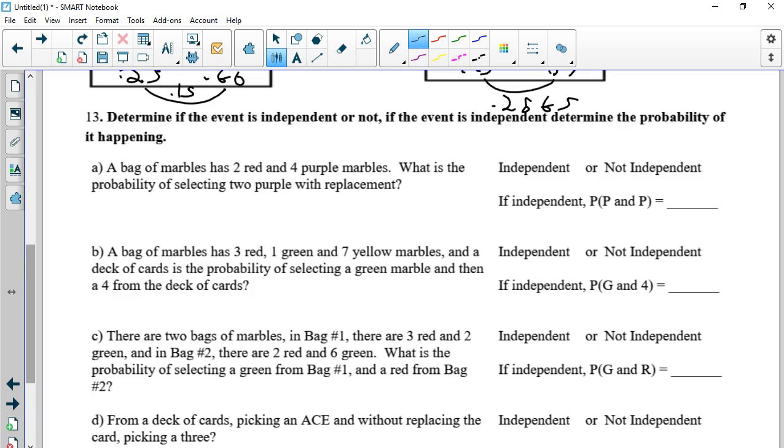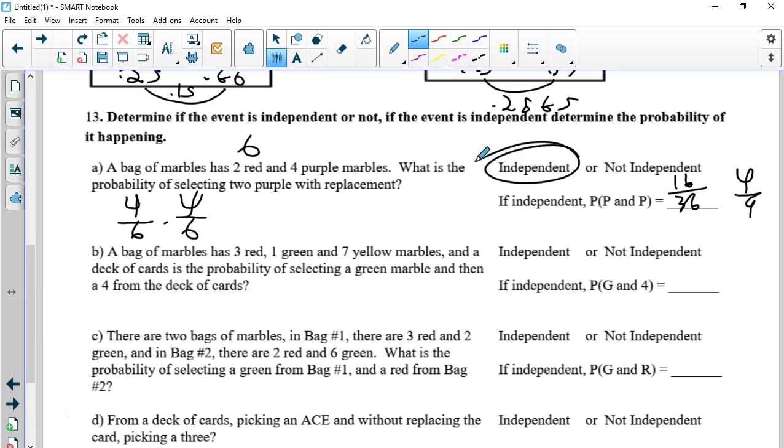Number 13. We got 2 red, 4 purple, that makes 6. Okay. What's the probability of selecting 2 purple with replacement? With replacement means nothing changes. So there's 4 out of 6 the first time, there's 4 out of 6 the second time. You just straight multiply it. And that gives you 16 out of 36, which reduced is 4 out of 9. And it is independent because they don't affect each other.